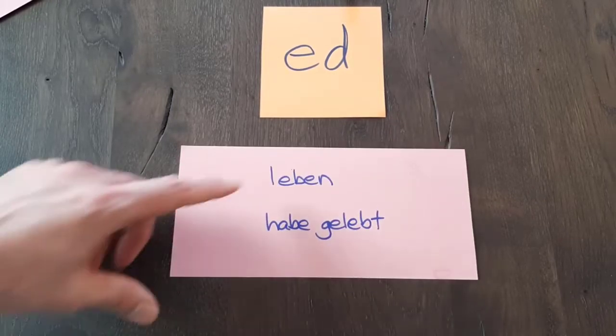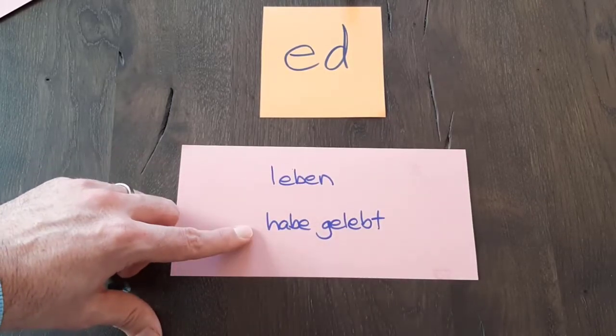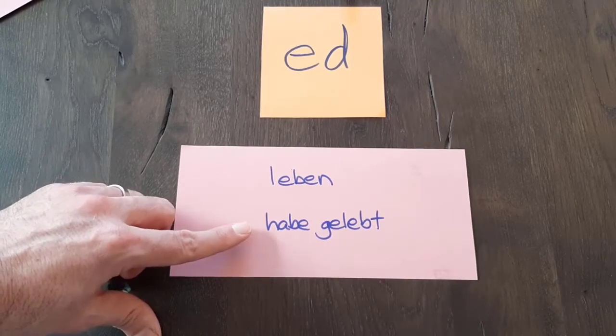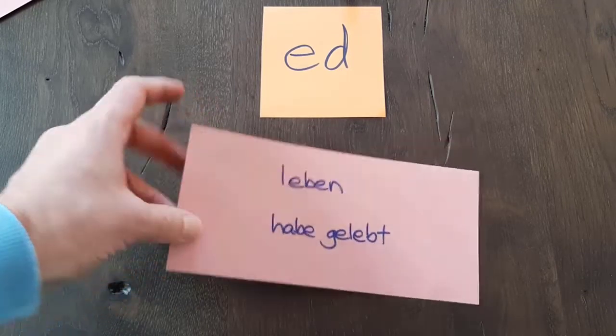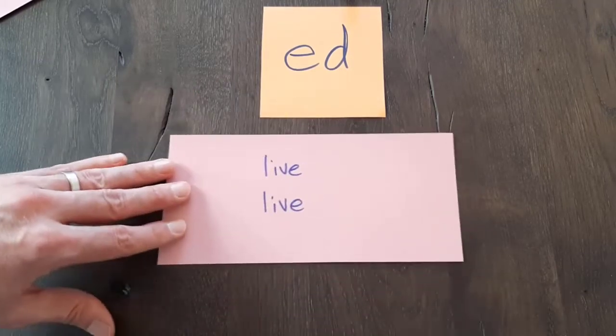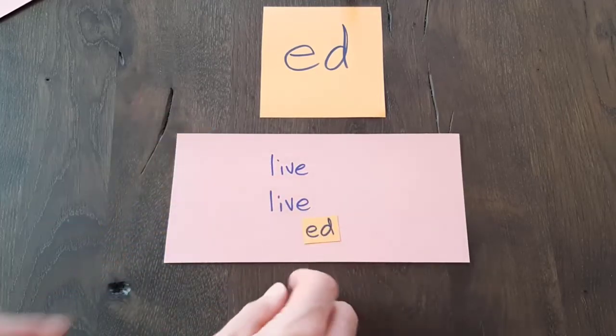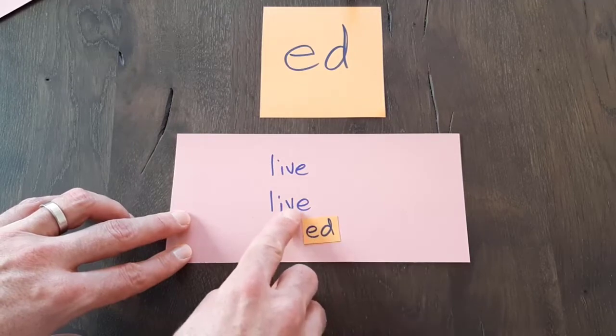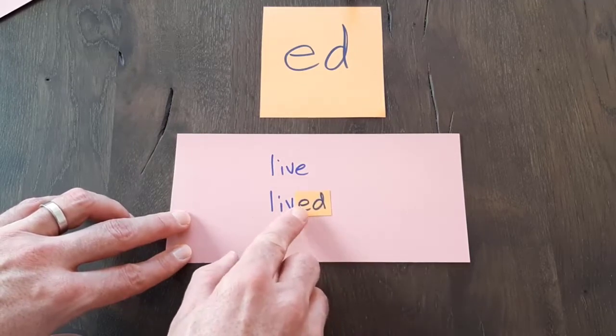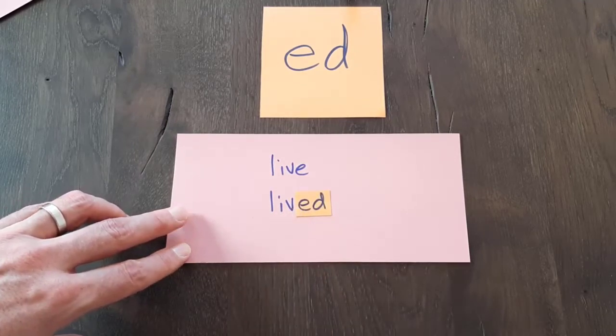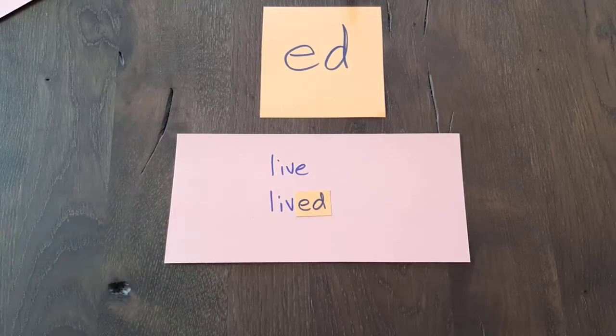Noch ein Verb, leben. Zum Beispiel, früher habe ich in Australien gelebt. Then we have the verb live. And again, the simple past is ed. Because there's an e, we'll just cover that up. And then it's lived. So I lived in Australia. It's finished.